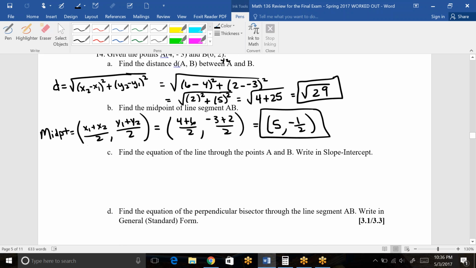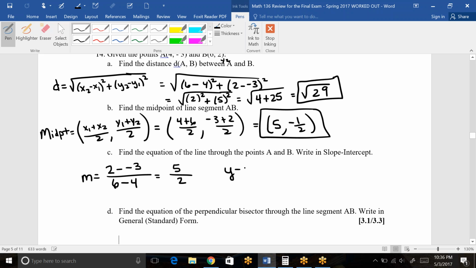Part C says find the equation of the line through A and B. So we're just trying to find the equation of A to B. So that means we need our slope. Again, we've got our y2, x2, y1, x1. So this would be 2 minus negative 3, that's our y's, over 6 minus 4. So that's 2 plus a positive 3 because it's plus plus there, so that'd be 5 over 2.